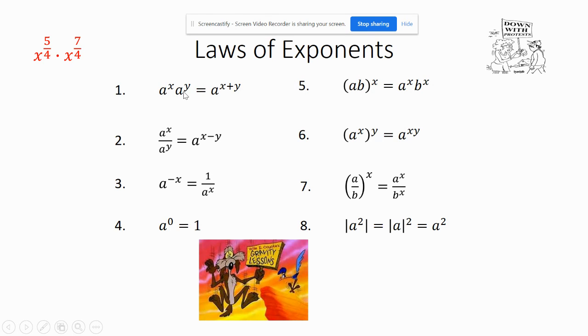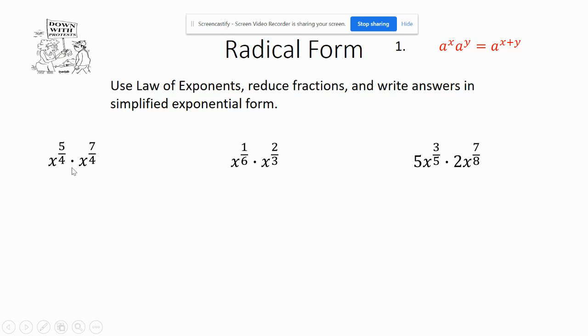Law 1 says that when you're multiplying two terms here and the bases are the same, you can add the exponents. So basically what I'm going to do is add 5/4 and 7/4 together. And because they have a common denominator, it's 12/4, and 12 divided by 4 is 3. That one worked out really nice. Okay, that's nice that they have a common denominator.